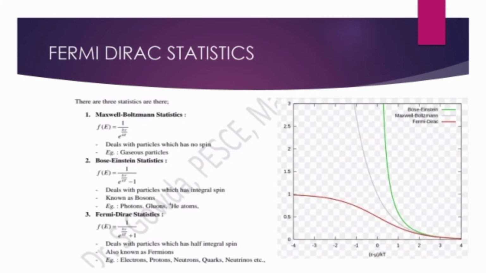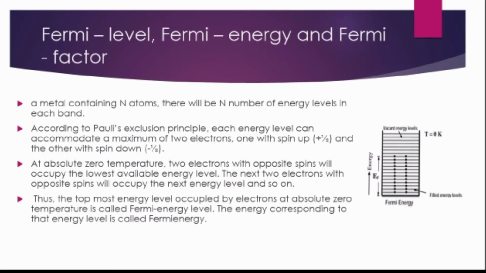Quantum statistics. There are three statistics. The first one is Maxwell-Boltzmann statistics. The second one is Bose-Einstein statistics. The third one is Fermi-Dirac statistics. Fermi level, Fermi energy, and Fermi factor.